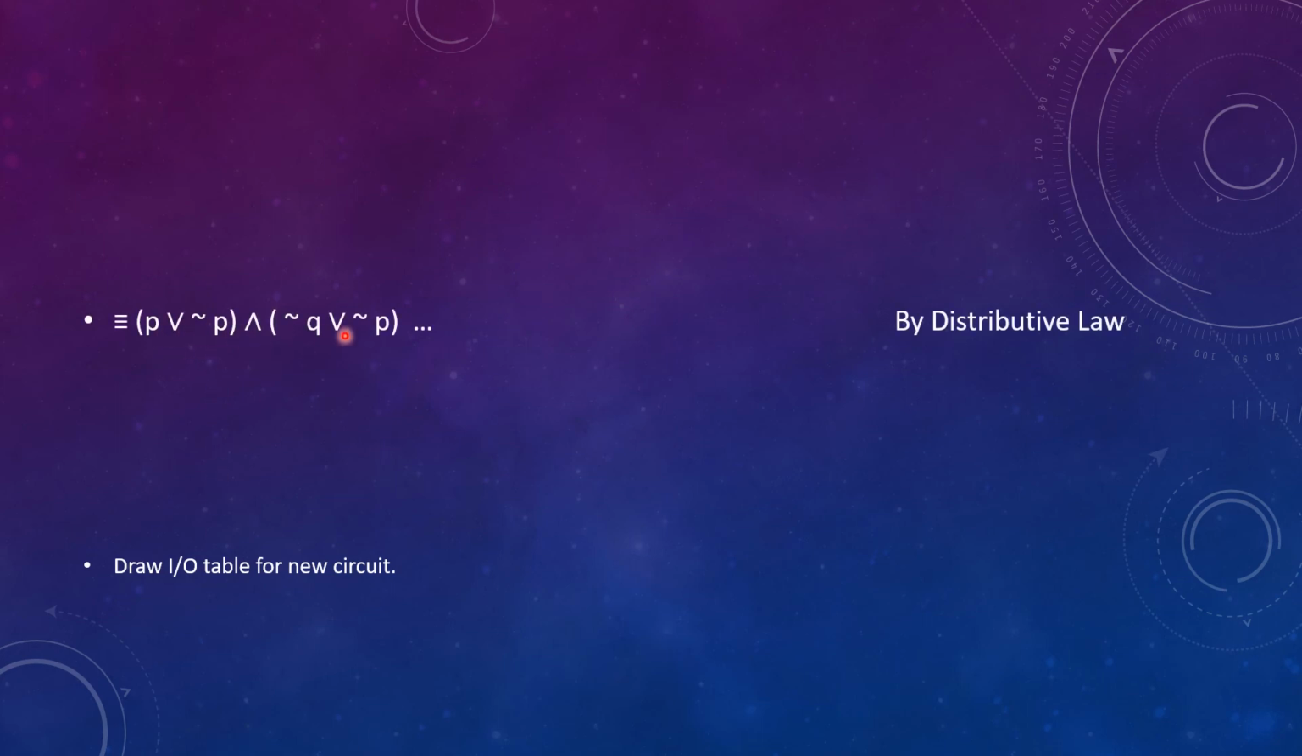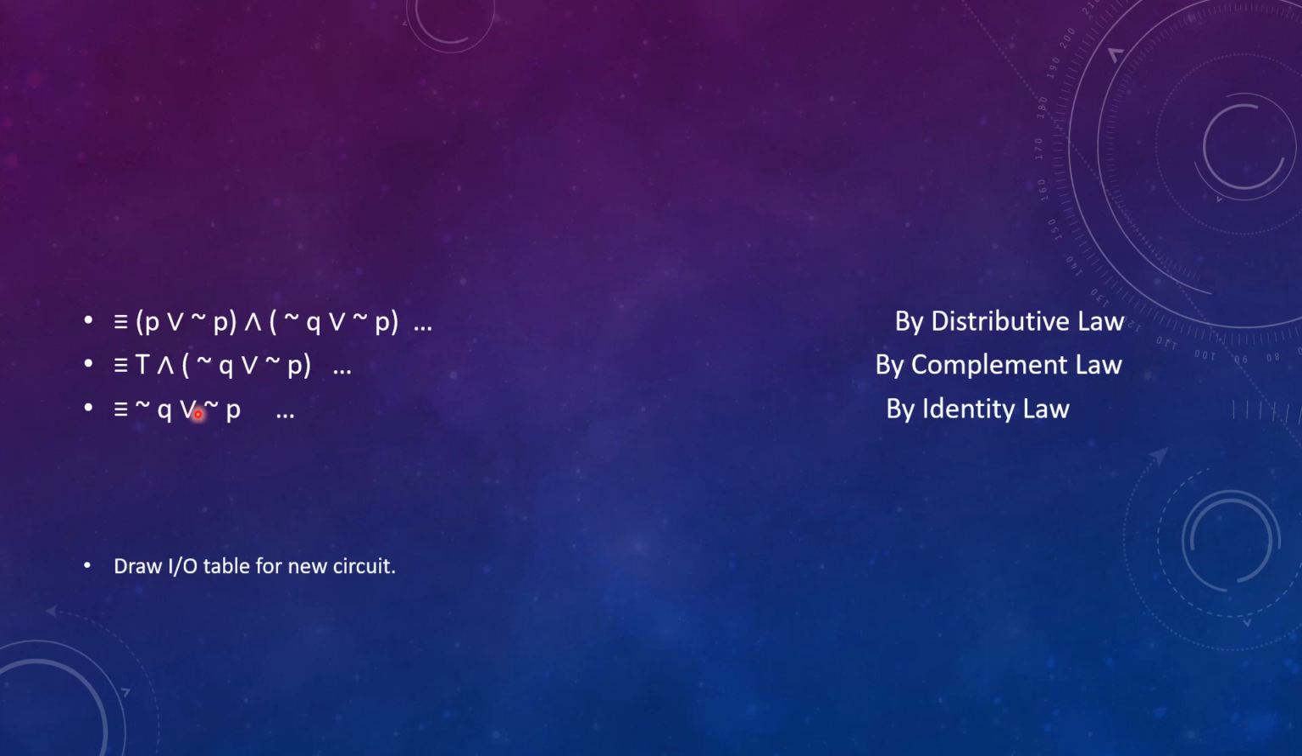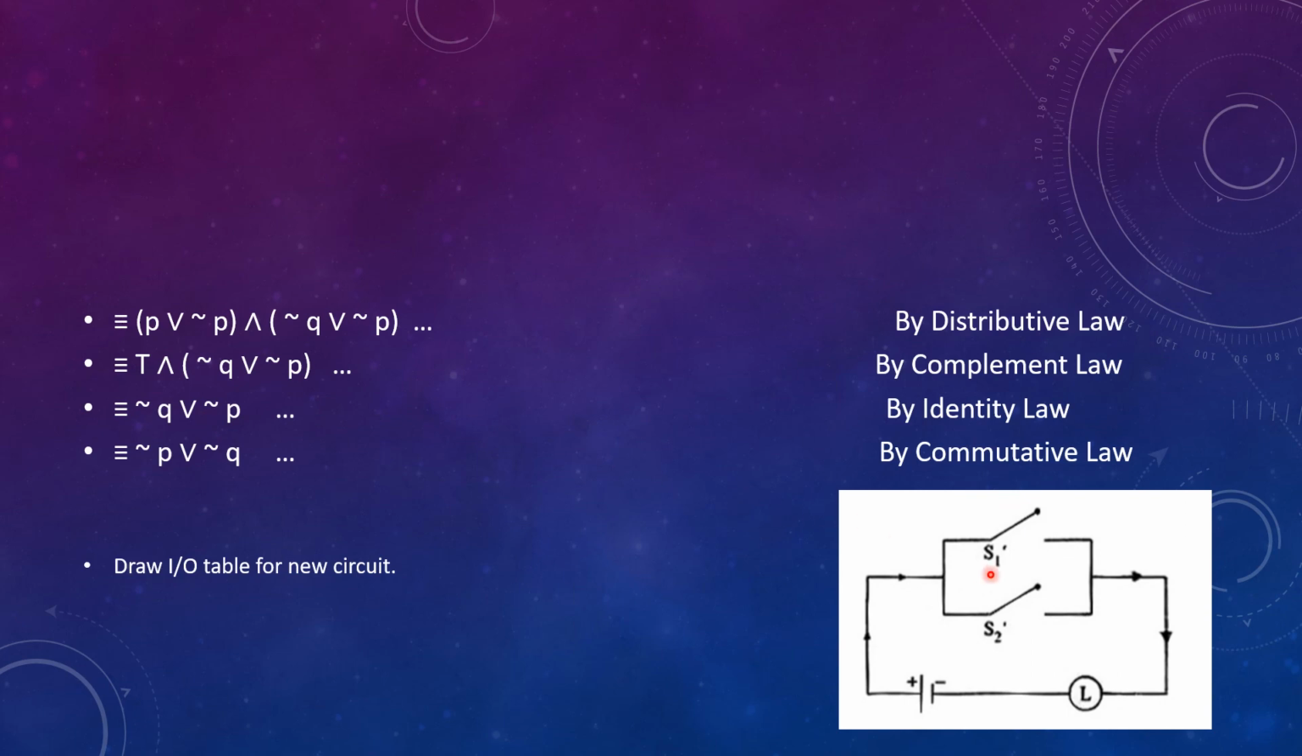See, by the distributive law I'll get P or negation P, and negation Q or negation P. Again it is an OR combination of two opposite statements. It is by default true. Complement law: true and negation Q or negation P. True and something will give me something by the identity law. Okay, so see, I got the circuit in two switches. So I'll draw the diagram for this: negation P or negation Q. I'll draw the IO table for this corresponding circuit.